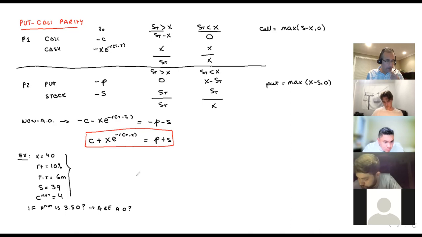But now the strategy is going to be a little more complex because you have calls, puts, and cash. So you have three things to do.